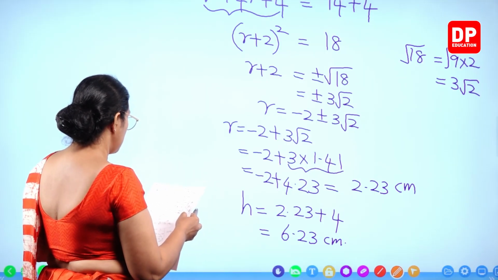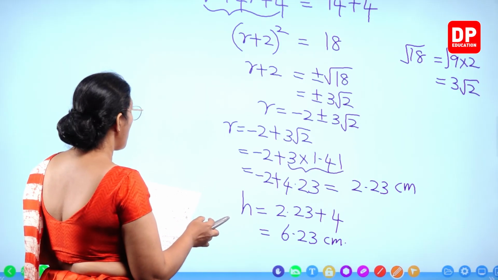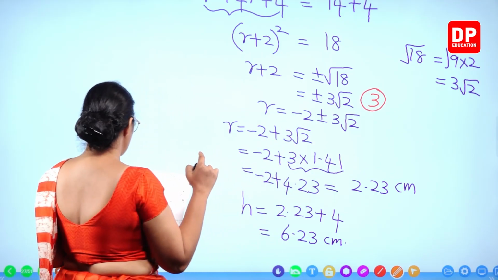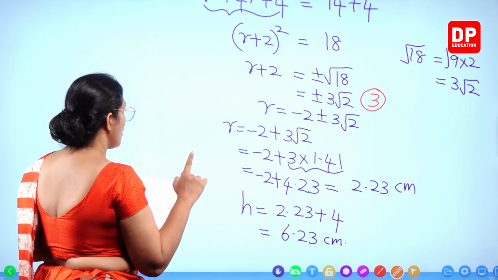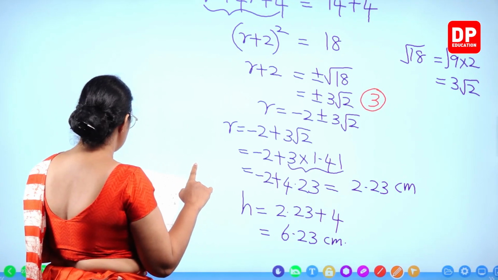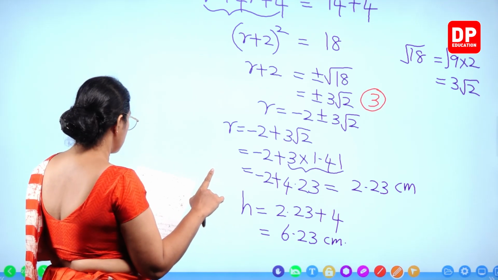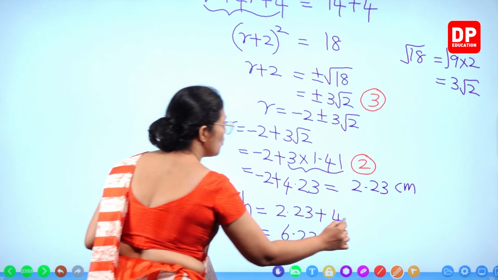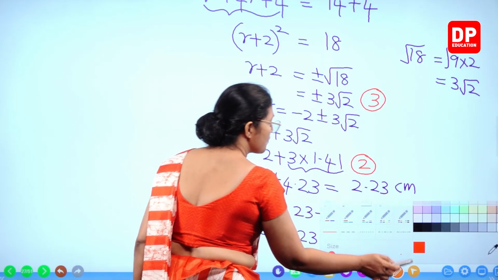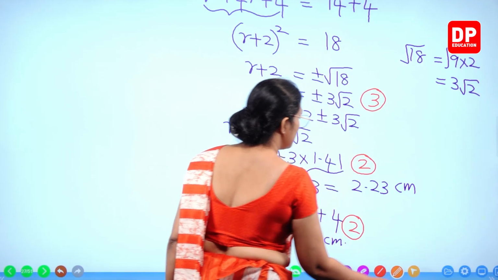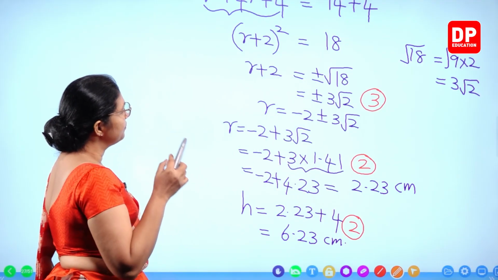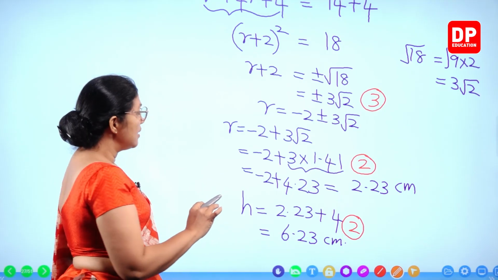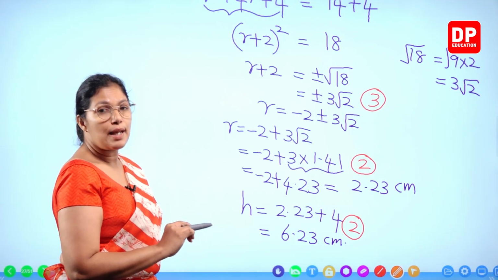So you get 3 marks for showing up to this point. R equals minus 2 plus 3 root 2. Because r cannot be negative and you are taking only the positive answer, that's 2 marks. And then the final answer, 2 marks. So altogether 7 marks for this part. And we completed that question giving all 10 marks.